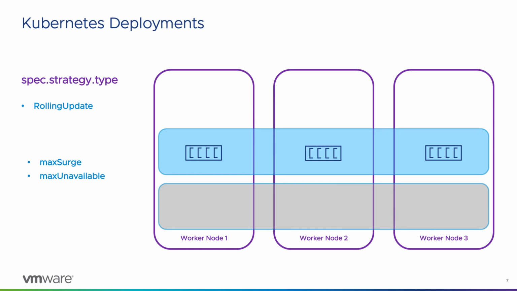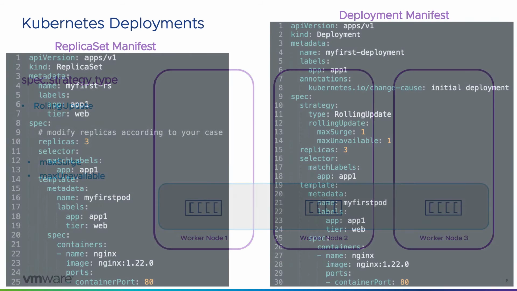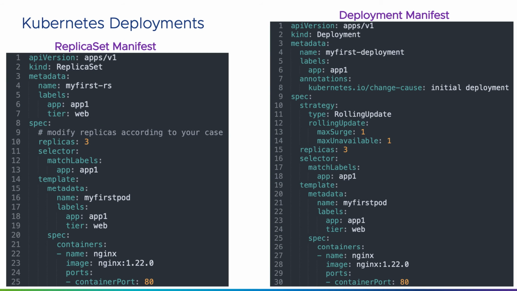The other function deployments give us is a way to roll back a deployment. If something bad happened with your deployment, you could have the Kubernetes cluster roll back your deployment to a previous state. Let's take a look at the difference between a deployment and a replica set manifest. Again, the replica set manifest is included within the deployment manifest. The deployment really wraps that replica set in new details.